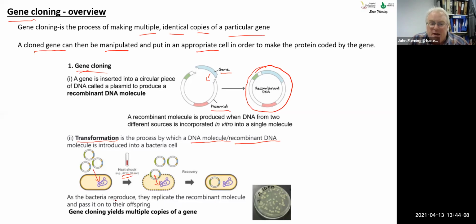In this scenario, as the bacteria reproduce and divide, the recombinant DNA plasmid molecule also replicates and gets passed on to their offspring. So in this way, gene cloning yields multiple copies of a gene that's present in all of the bacterial offspring derived from that original cell that took up that plasmid.